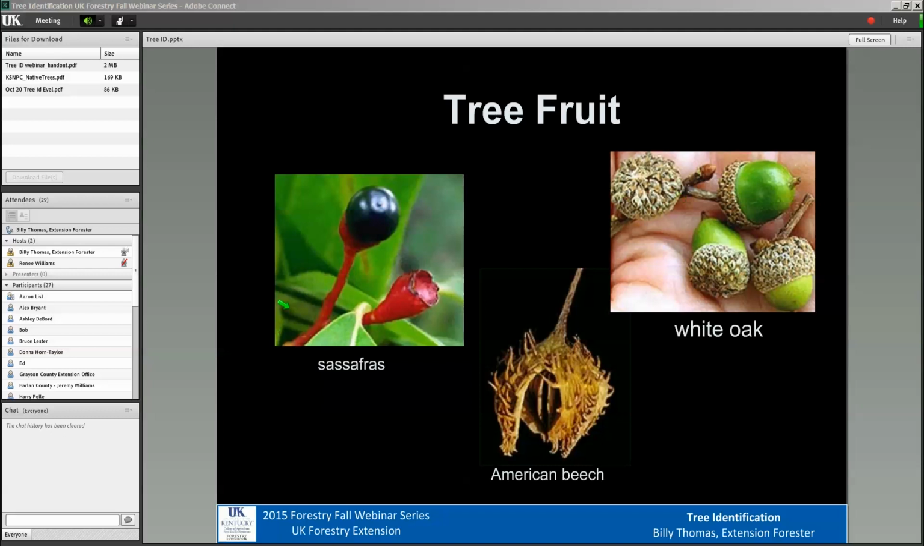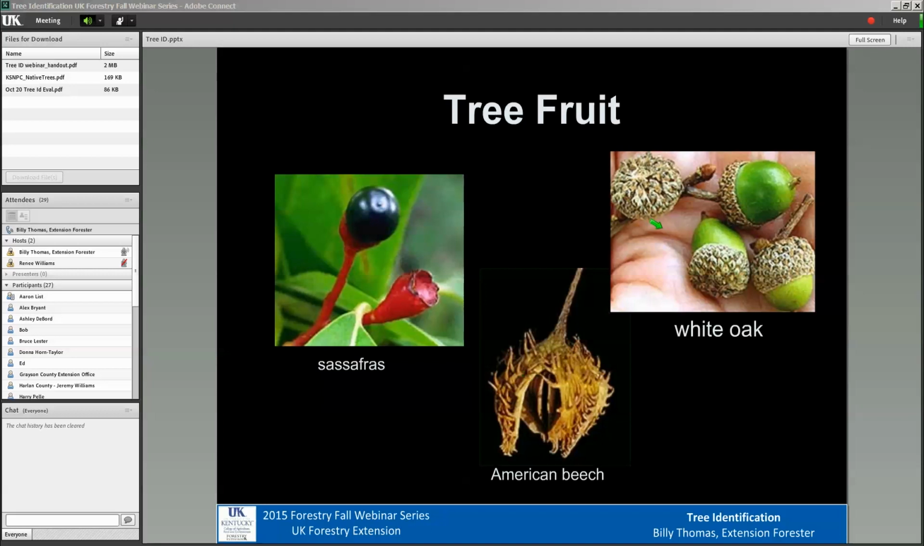Another one that we may not always think of is the fruit. This fruit here is the sassafras fruit. It's an important fruit for a lot of animals. It's a small little drupe-like fruit. In the middle here we have the American beech. It looks a little gnarly there with the little spikes on the edge, but inside are little beech nuts that are really, really important for wildlife.